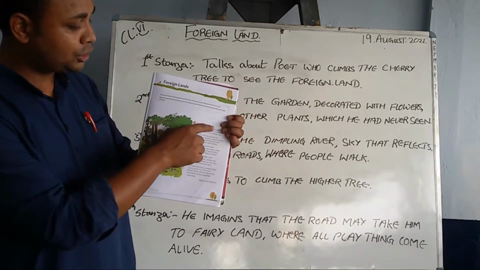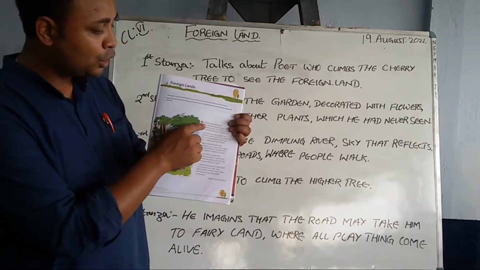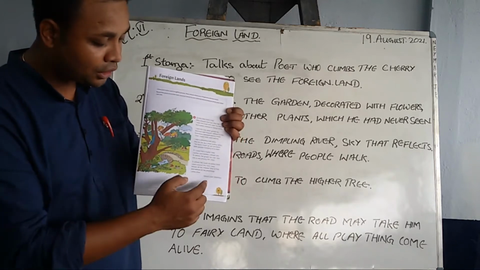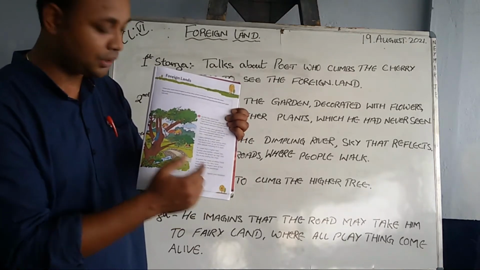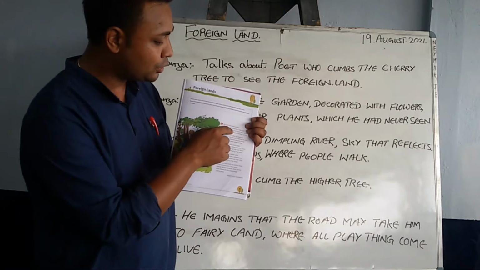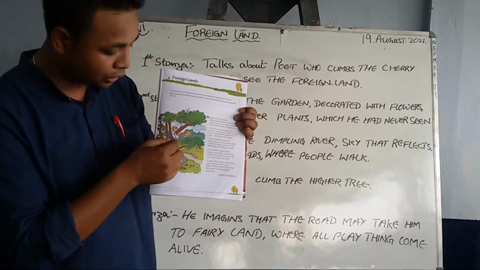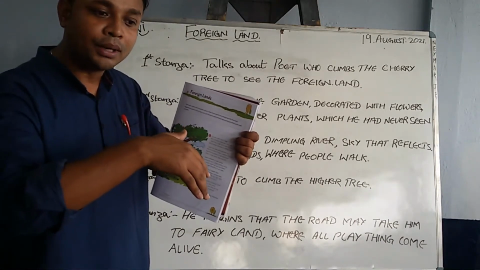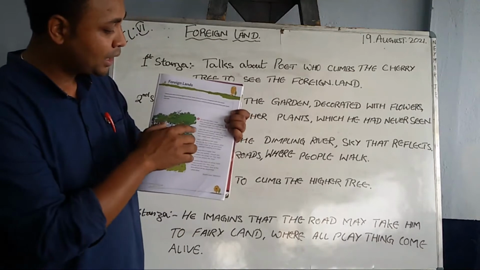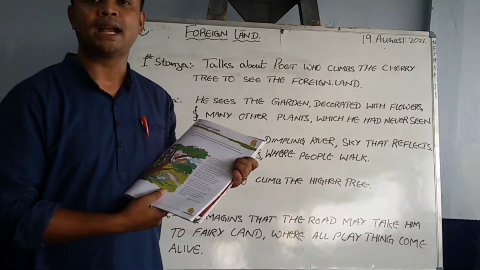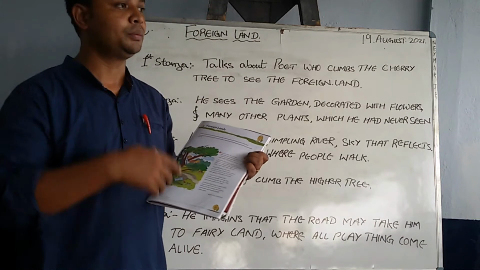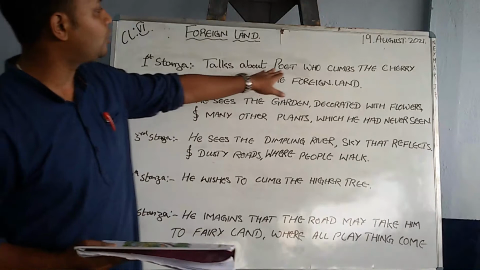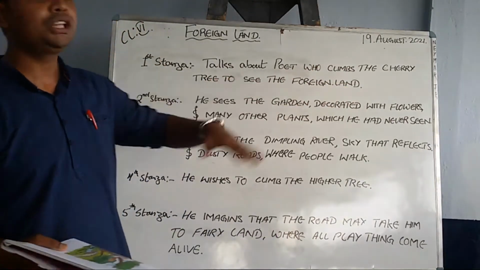See, up into the cherry tree. This is the cherry tree. Who should climb but little me? So you see a person out here. He is none other than the poet himself, Robert Louis Stevenson. I held the trunk with both my hands. The trunk is this one, where he is trying to make a grip so that he doesn't slip away. And looked abroad in foreign land. Abroad means somewhere he is trying to look. So it talks about the poet who climbs the cherry tree to see the foreign land.